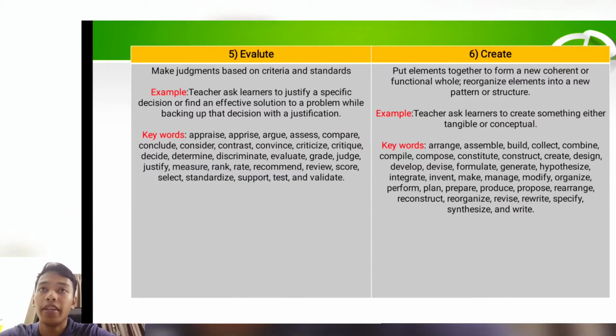Alright, next is create. Create is to put elements together to form a new coherent or functional whole, reorganizing elements in a new pattern or structure. For example, a teacher asks a learner to create something, either tangible or conceptual.